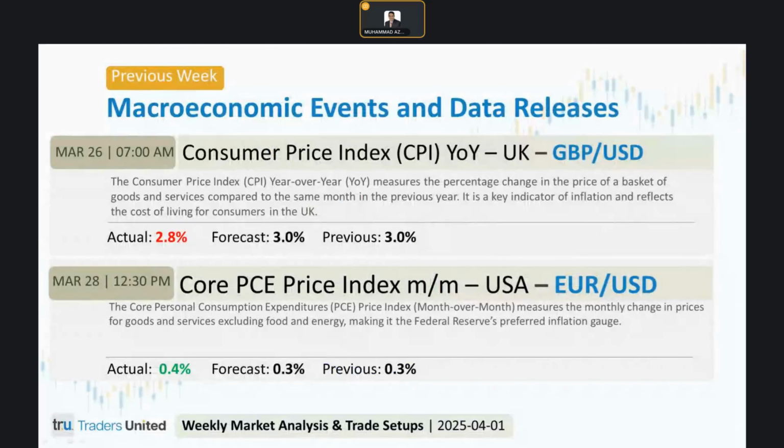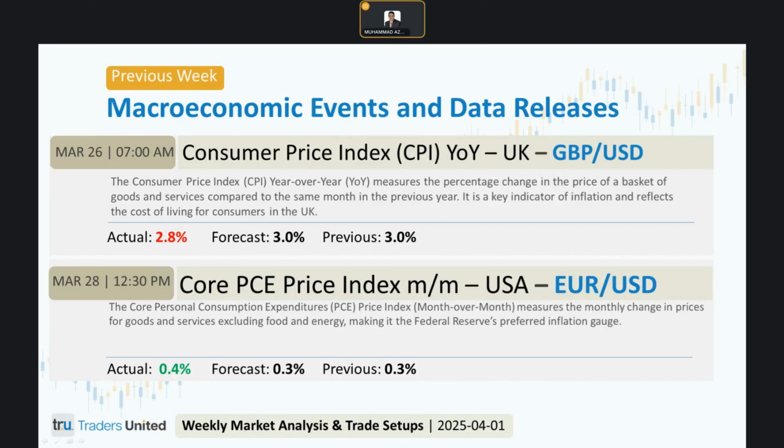The overall analysis is that the CPI report showed that inflation cooled more than expected, reducing pressure on the Bank of England to maintain high interest rates. As a result, the market is now pricing in the possibility of earlier rate cuts, leading to GBP weakness and a decline in GBPUSD.